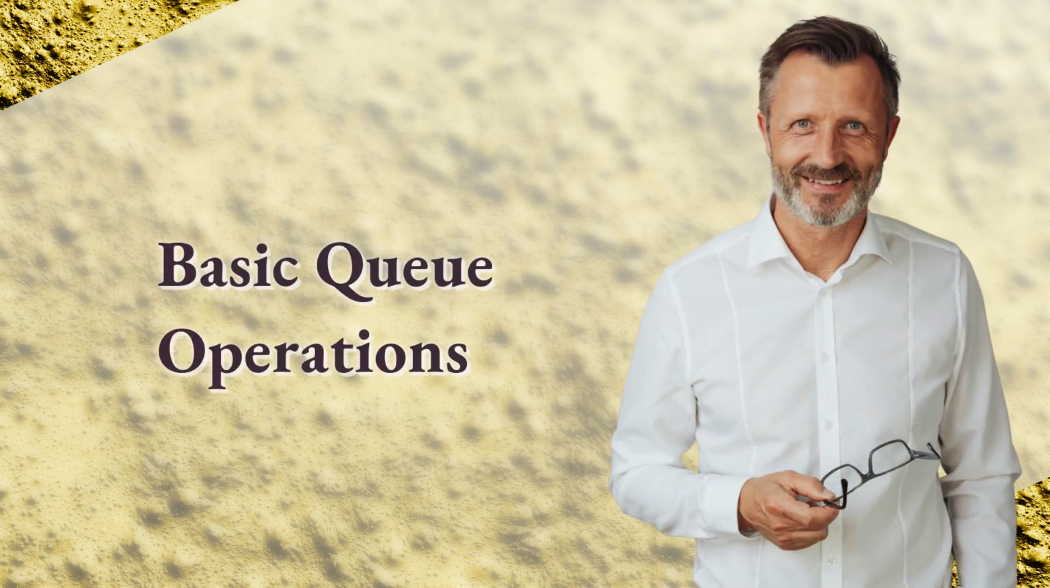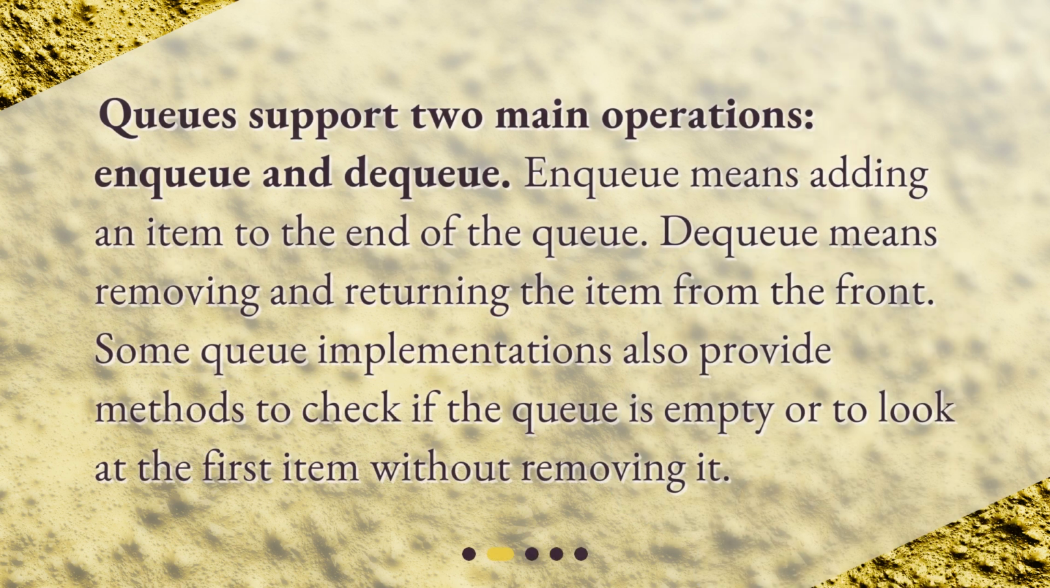Basic queue operations. Queues support two main operations, enqueue and dequeue. Enqueue means adding an item to the end of the queue. Dequeue means removing and returning the item from the front. Some queue implementations also provide methods to check if the queue is empty or to look at the first item without removing it.